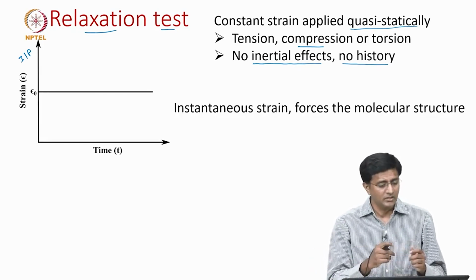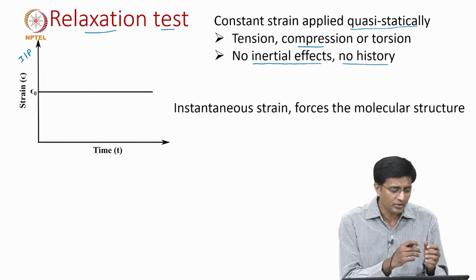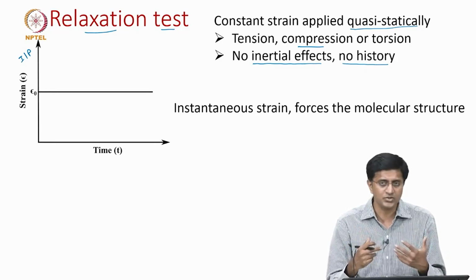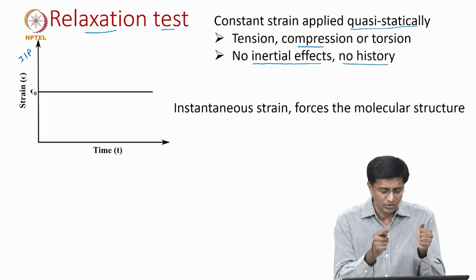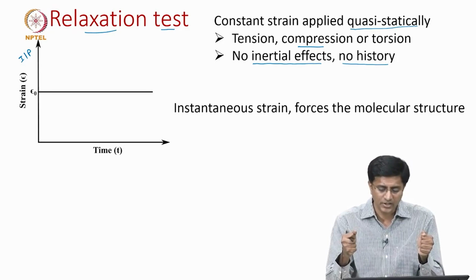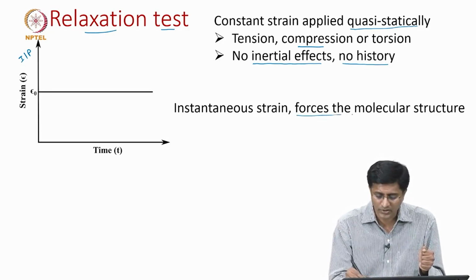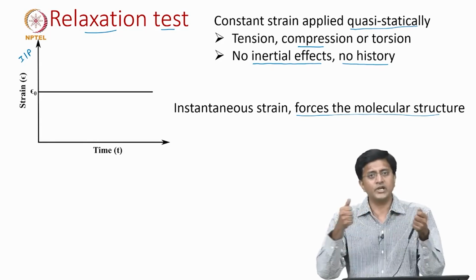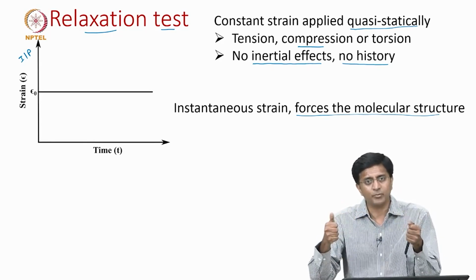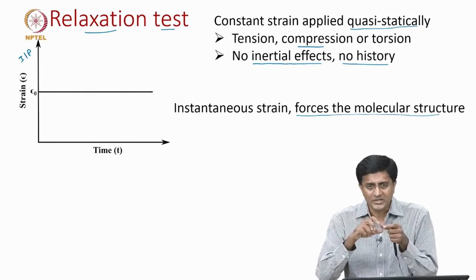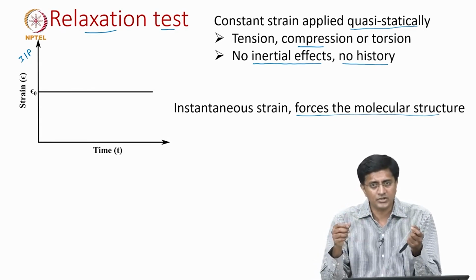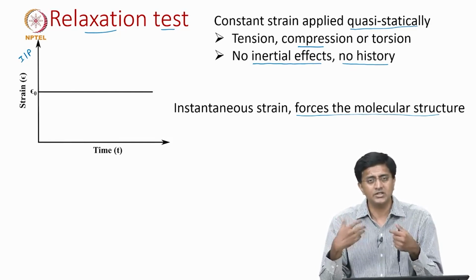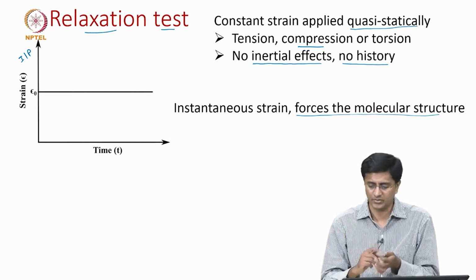So, now let us see, we have only talked about the input till now, saying that we apply a constant strain, but what is the response to this constant strain? Once we apply this strain, it forces the molecular structure, which means the molecules are forced to take a new shape because of the externally applied strain, right. Once they take the new shape, of course there is resistance to taking the new shape, and this is seen by the stresses developed.